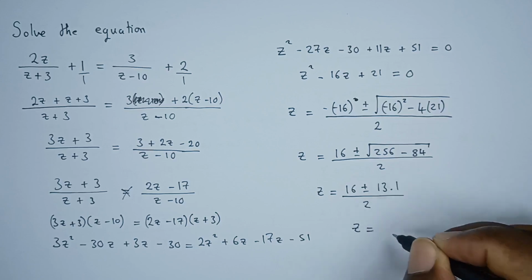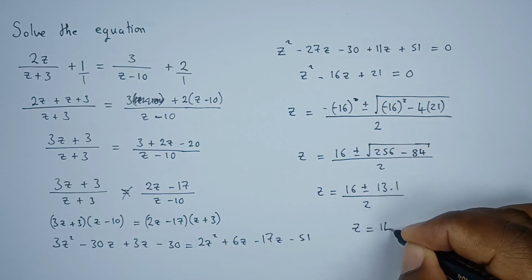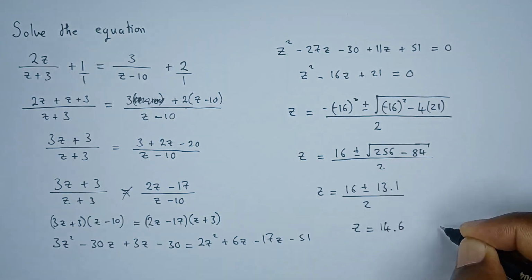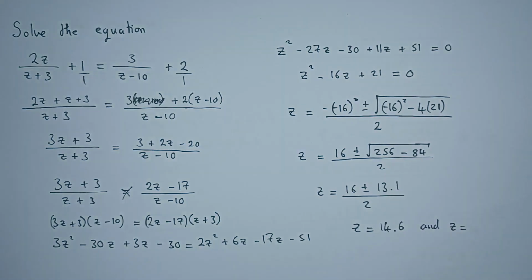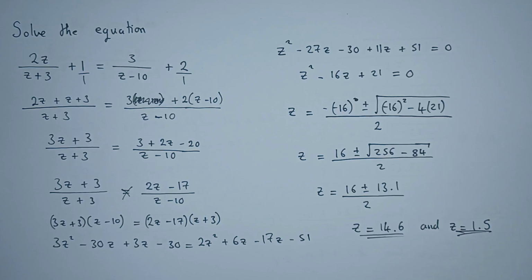So the first value of z will be 16 plus 13.1 divided by 2. We're getting 14.6. And the other value of z will be 16 minus 13.1 divided by 2. We're getting 1.5. So these are the answers for z.